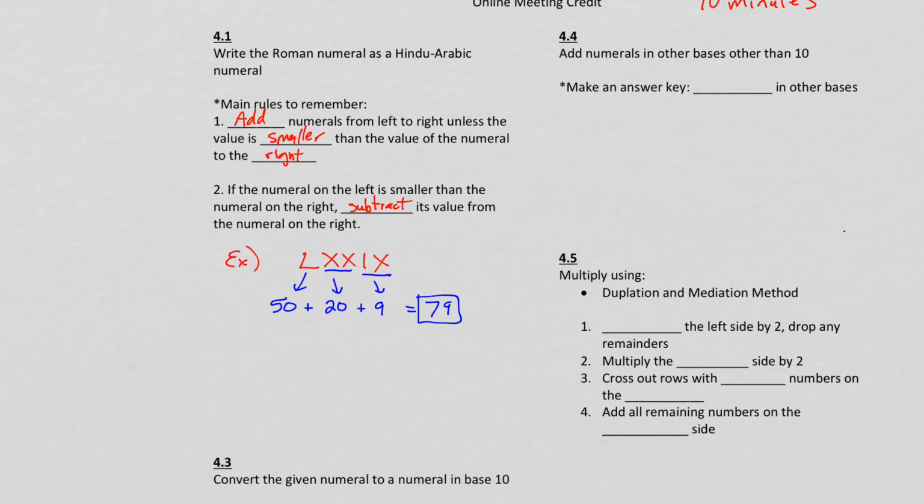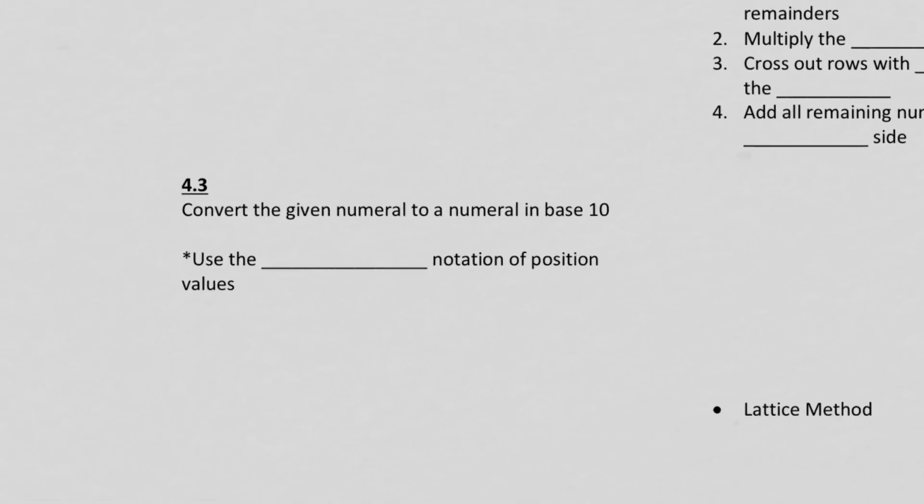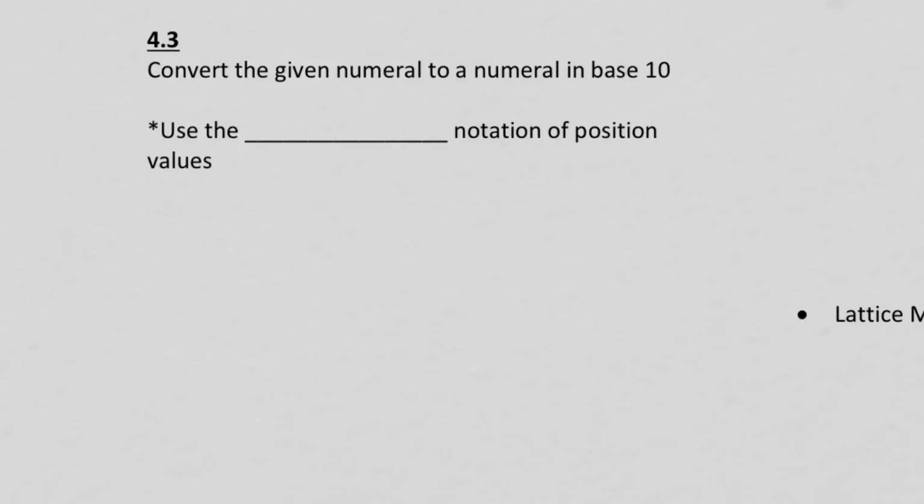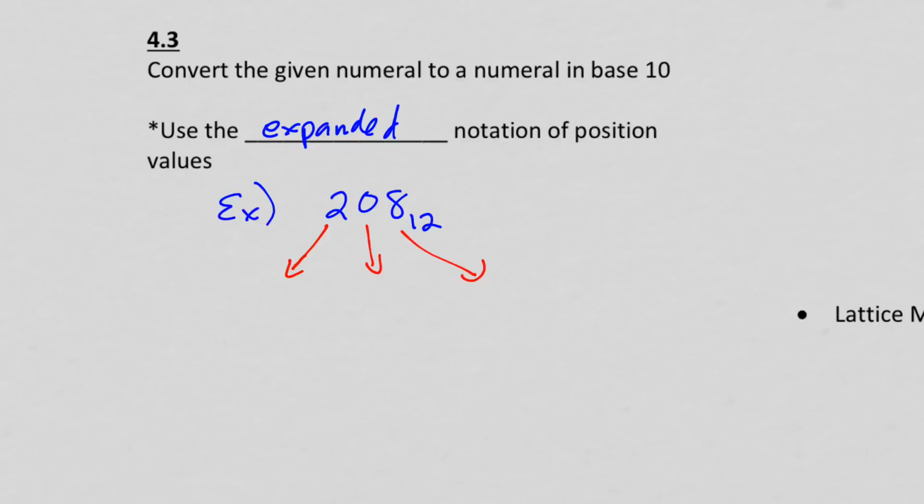Okay, let's take a look at 4.3, which is to convert a given numeral to a numeral in base 10. Remember that you're going to be using the expanded notation of position values. For example, if we have 208 base 12, then you separate each position with its proper value. The ones place is always the same for all bases, so that's just 8, but really it's 8 times 1.